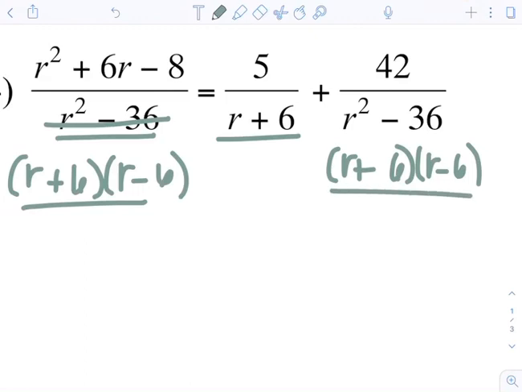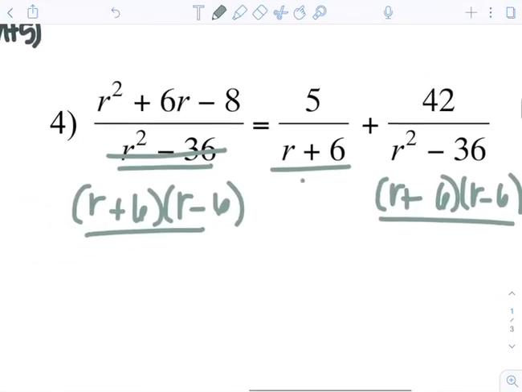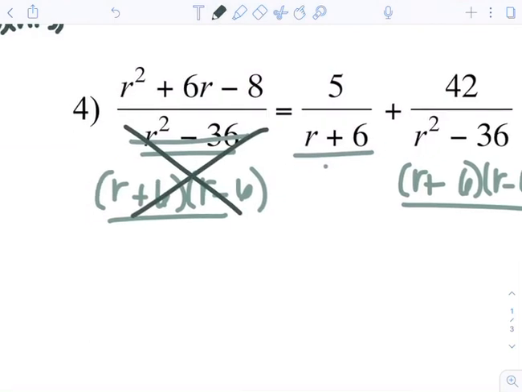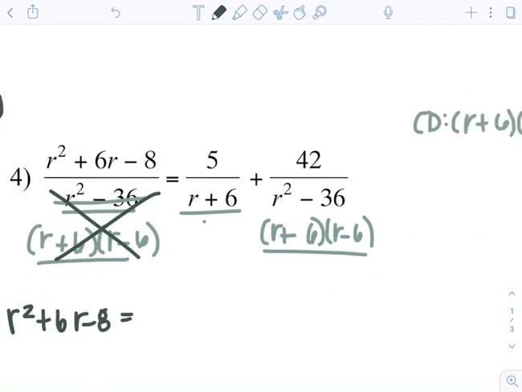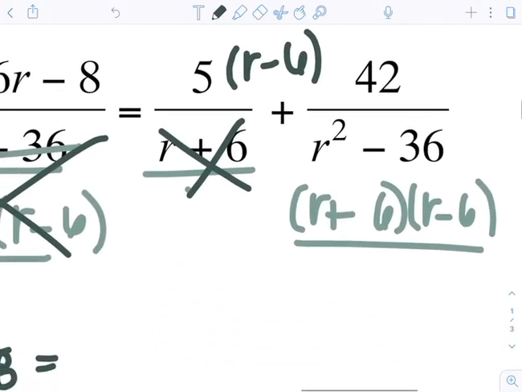These both already match. They already have the common denominator. So what this middle one is missing is the r minus 6. So the common denominator is r plus 6, r minus 6. Okay? Well, this first one already has the common denominator, so I'm just going to cross out the denominator and rewrite the numerator. In the second fraction, this r plus 6 is missing r minus 6 from the common denominator, so I'm going to multiply by r minus 6, and I'm going to cross out the denominator.